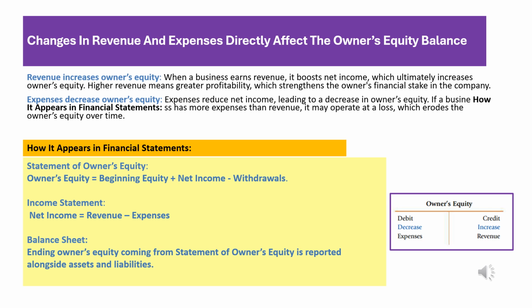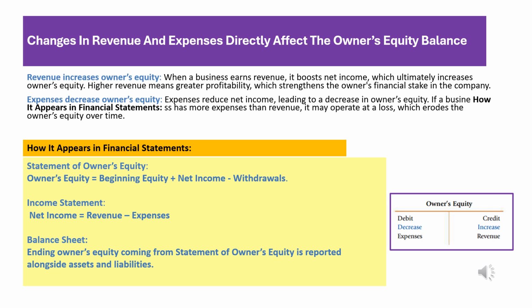Expenses decrease owner's equity. Expenses reduce net income, leading to a decrease in owner's equity. If a business has more expenses than revenue, it may operate at a loss, which erodes the owner's equity over time. Expenses lower revenue, and less revenue means a smaller increase in owner's equity. Since expenses go against revenue, they are recorded as debit accounts, which also makes them the opposite of owner's equity in accounting.